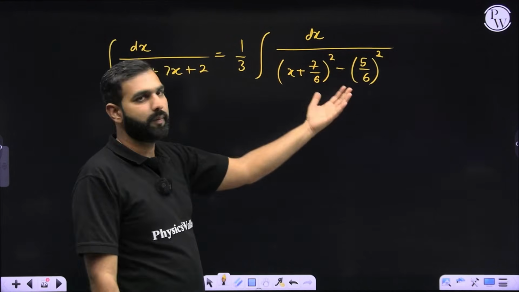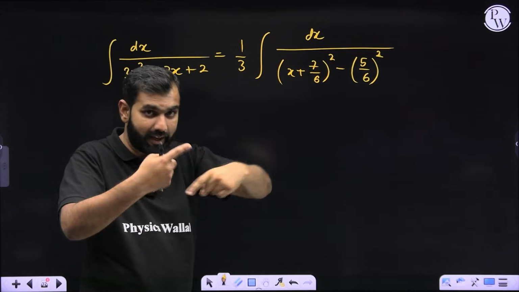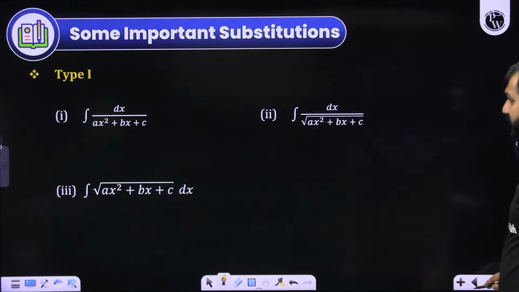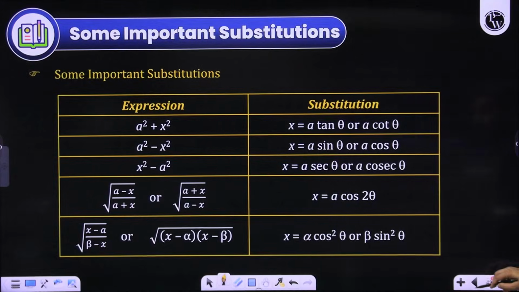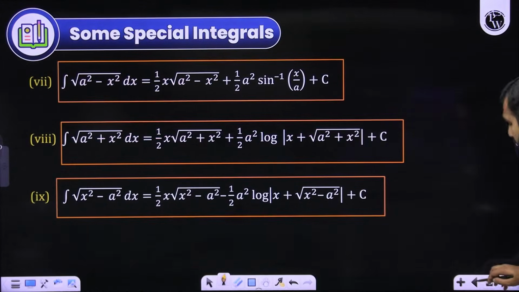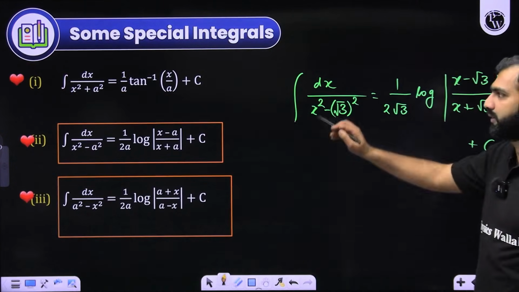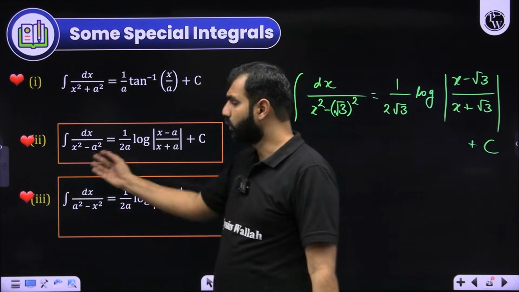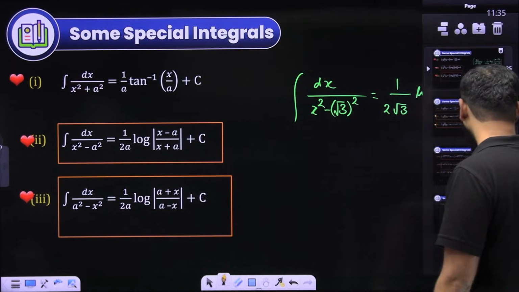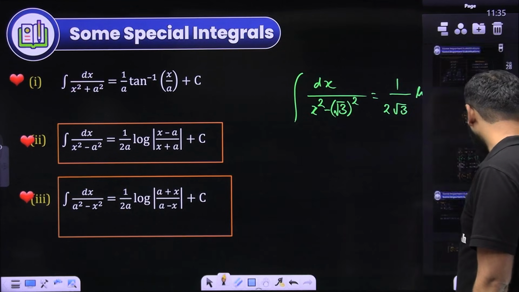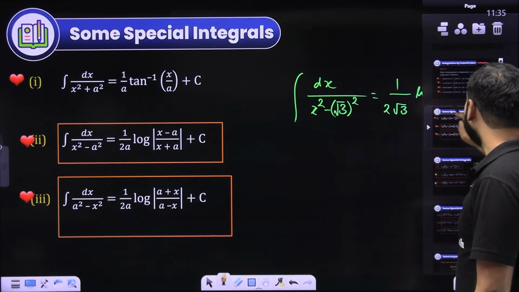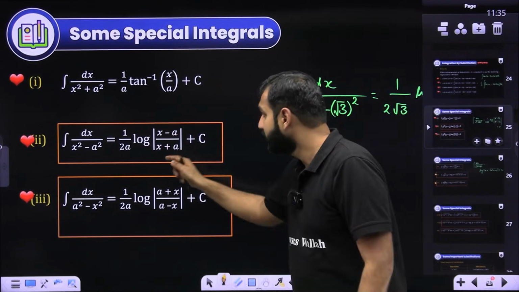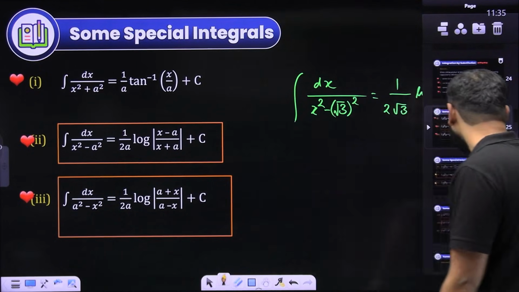So all I'm trying to make you understand is that we have learned the formula 1 upon x square minus a square. Do you remember that formula? We have just discussed it. We have discussed a lot of formulae, these ones, and before that these ones: 1 upon x square plus a square, 1 upon x square minus a square. Which one are we supposed to use here? I think we are supposed to use 1 upon x square minus a square, which is 1 upon 2a log of x minus a upon x plus a. That's it. Did you realize that?